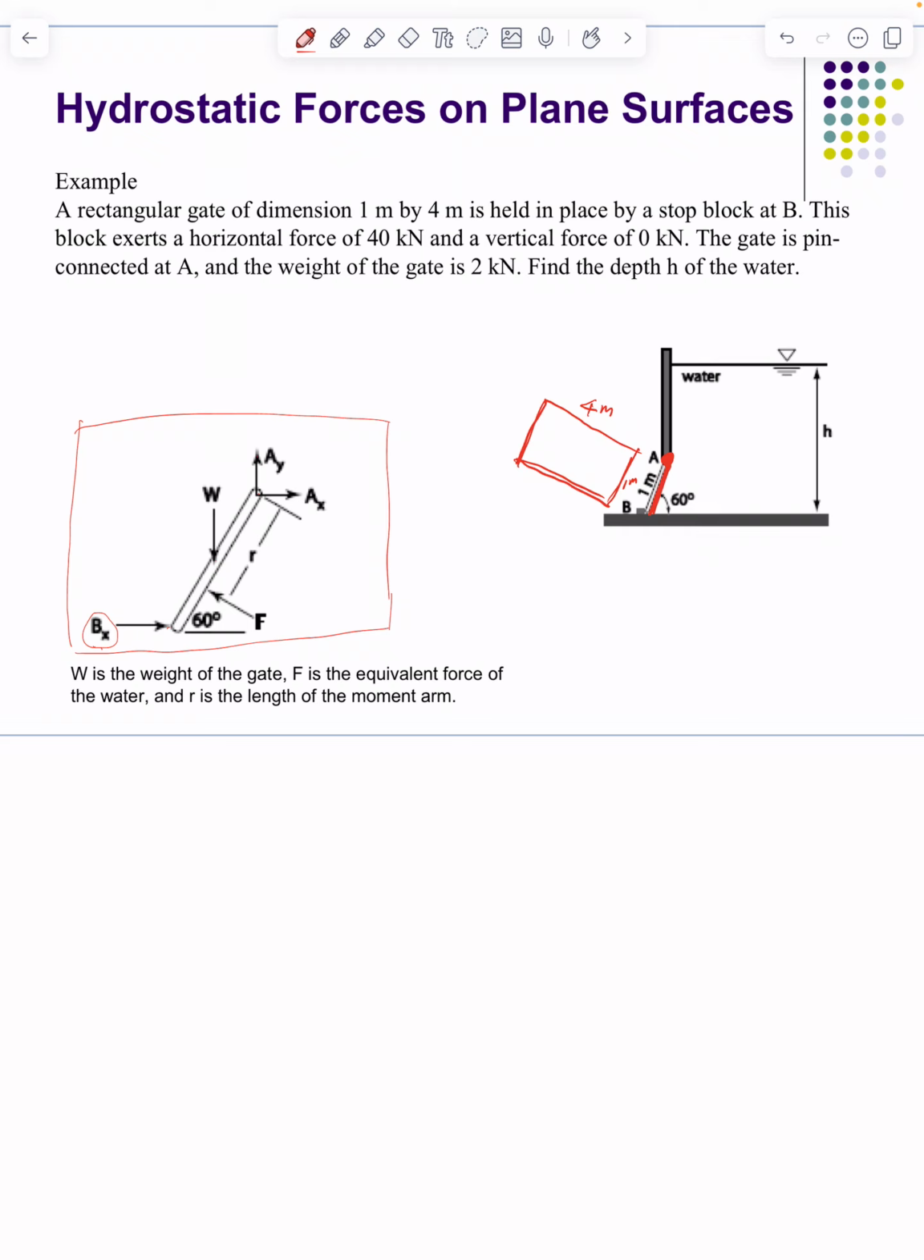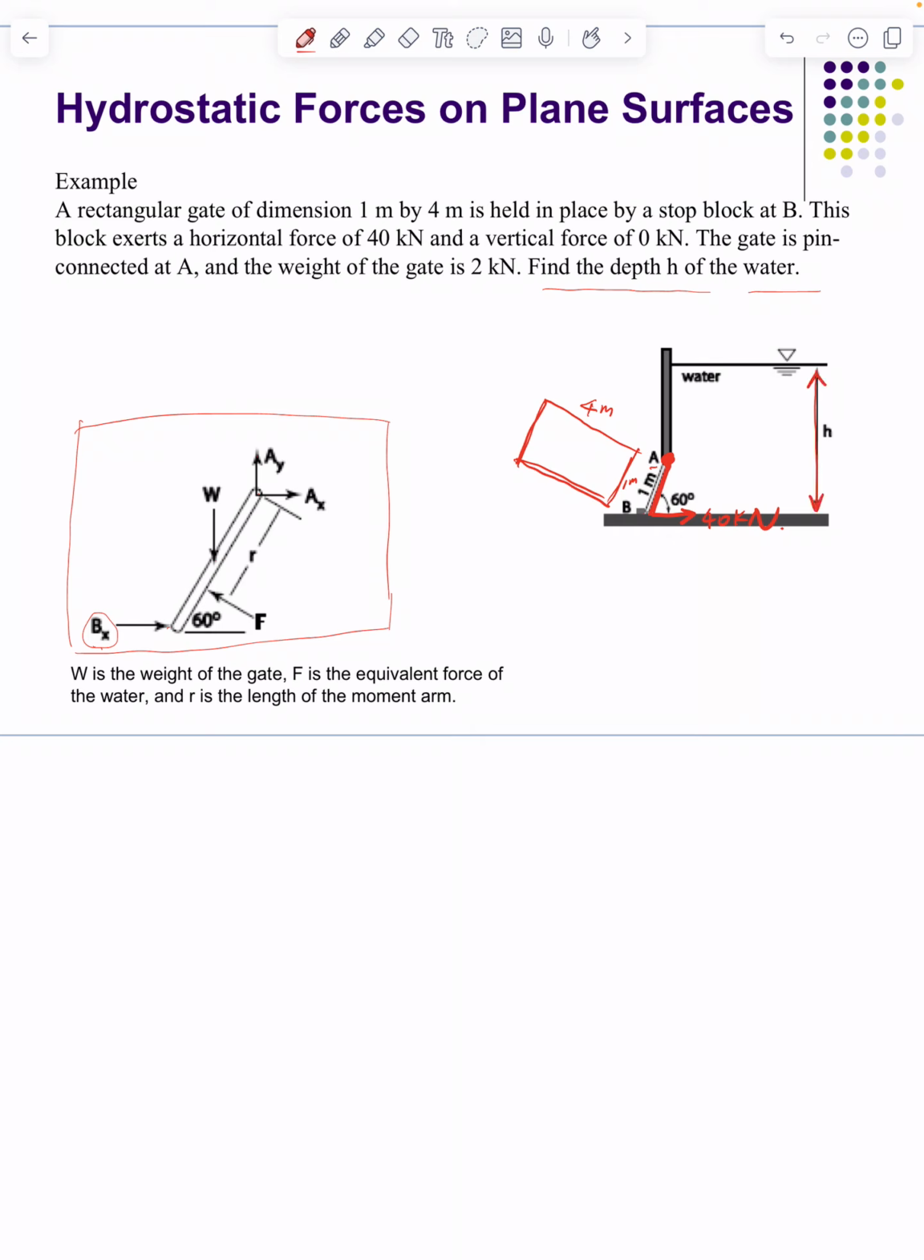These blocks exert a horizontal force of 40 kilonewtons and a vertical force of 0 newtons. So B is pushing the door in this direction, right? And it's 40 kilonewtons. The gate is pin connected at A, and this is your pin point. The weight of the gate is 2 kilonewtons. Find the depth H of the water. This is what they want you to calculate: H.